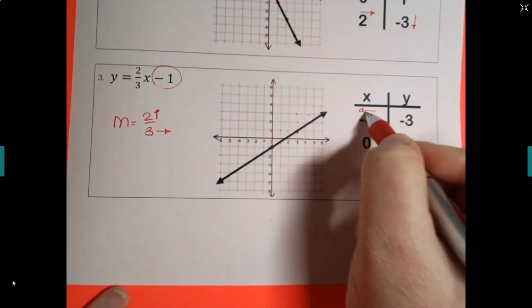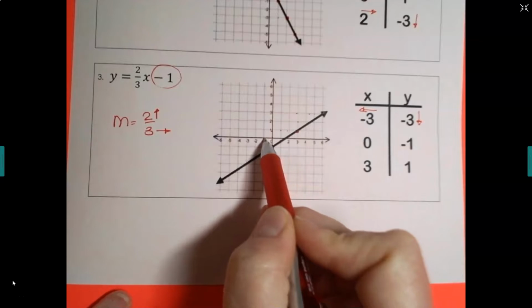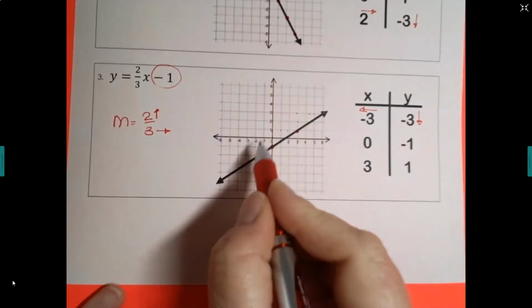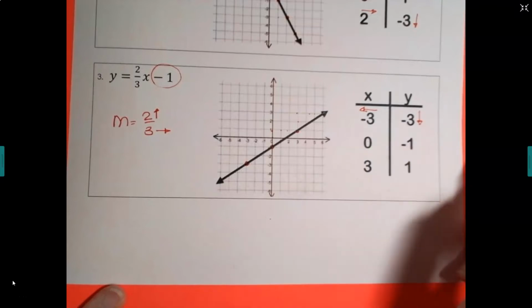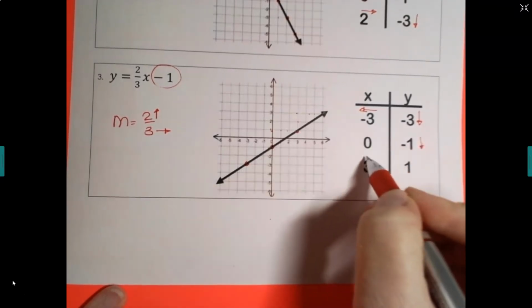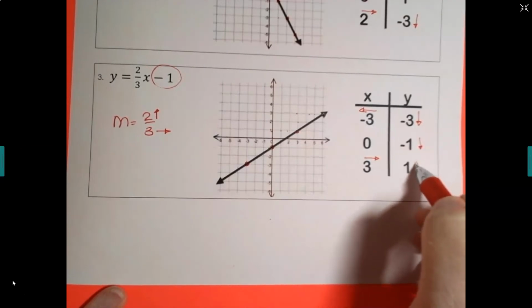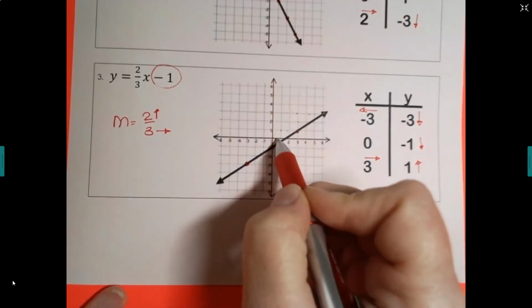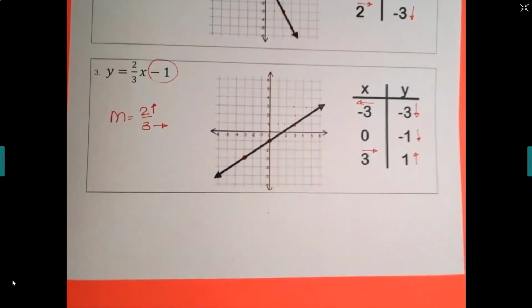So (-3, -3) says go left 3 and down 3: 1, 2, 3, 1, 2, 3. It did hit the line. This next one means don't go left or right at all, but go down 1. There we go. This one has positive numbers. Positive x's are to the right, and a positive y is up: right 1, 2, 3, and up 1. And all of those points hit the line. So those are the patterns you're looking for.